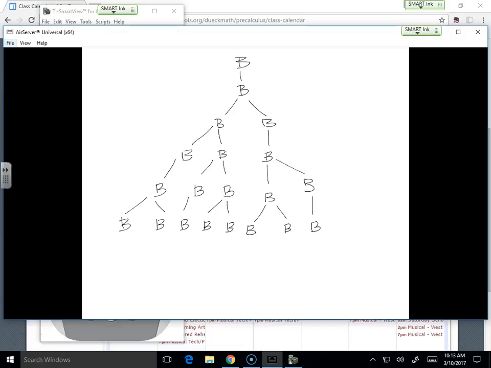How many bunnies do I have for the first one? 1. How about the second one? 1. How about the third one? 2. How about the next one? 3. How about the next one? 5. How about the next one? 8. How about the next one? Guess how many bunnies are going to be? 13. After that, 21. After that, 34.